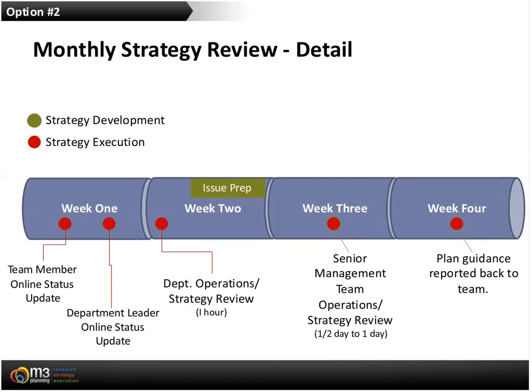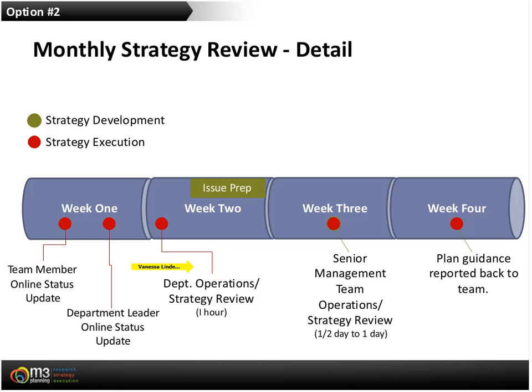So when you look at this one, what you've got here is more of your team members. You're going to have to make sure that they've updated their status each month at the beginning of week 1. And then the department leaders would go in and update their status. So in your case, the division leaders would go in and update their status. And with our strategy alerts, you'd be able to tell them exactly when they need to go and make those updates.